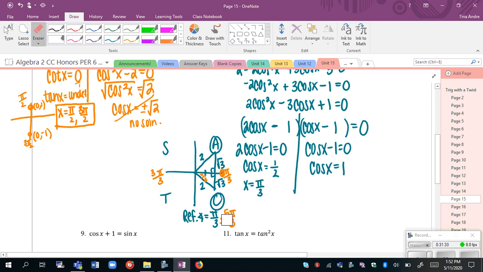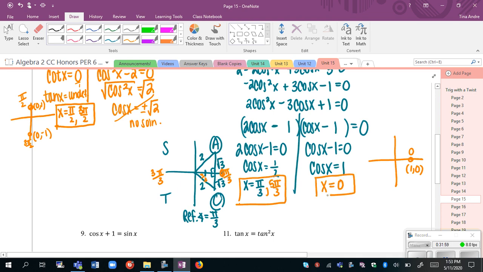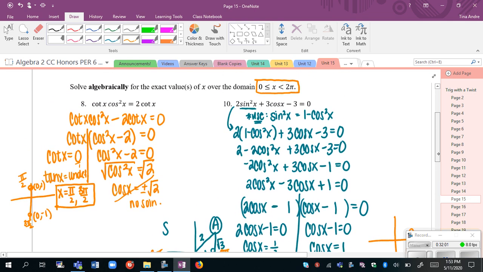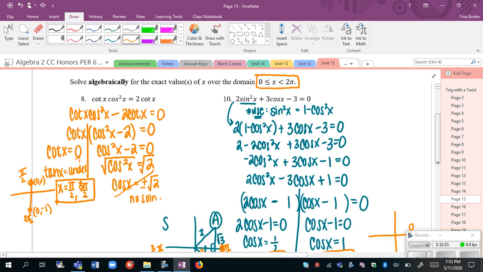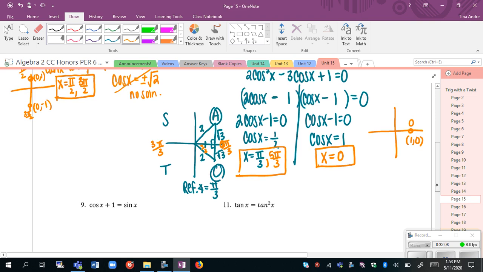Oops, I didn't mean to write that there. That's supposed to be up here. So there's your left-hand side. And then for your right-hand side, since you have 1, we're looking at our unit circle, our quadrant angles. So where does x equal 1? That's going to be right here at 0 degrees or 0 radians. So this is just going to be x equals 0. I don't include 2 pi because the directions tell us to go up to 2 pi, not including 2 pi. So that's it.